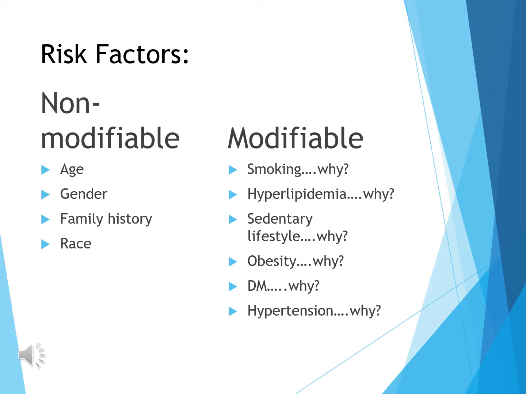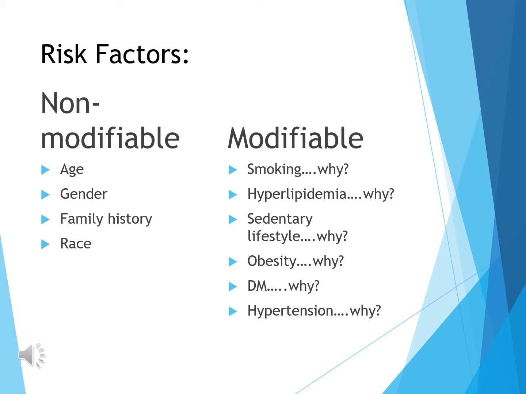So we do have risk factors that are contributing to cardiovascular disease or perfusion problems. Non-modifiable include age, gender, family history, and race. We do know that the older you are, the higher at risk you are. Males are a little bit higher at risk, and also African Americans become a little bit higher at risk.